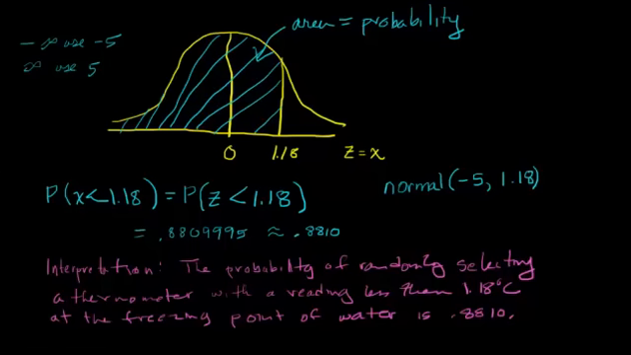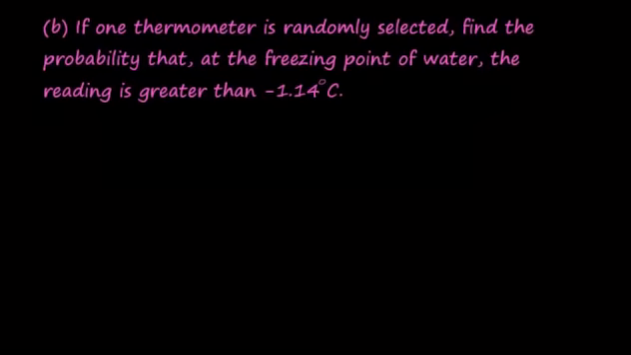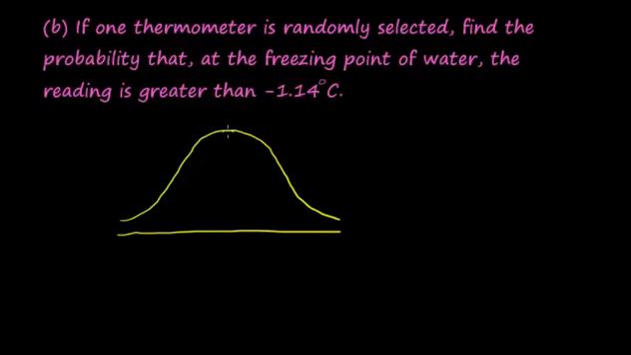Okay, let's look at another type of question we might get. If one thermometer is randomly selected, find the probability that at the freezing point of water the reading is greater than negative 1.14 degrees Celsius. Okay, so let's draw a normal curve, right in the middle. I just can't keep it steady. That's difficult. Okay, negative 1.14, that means it's to the left.